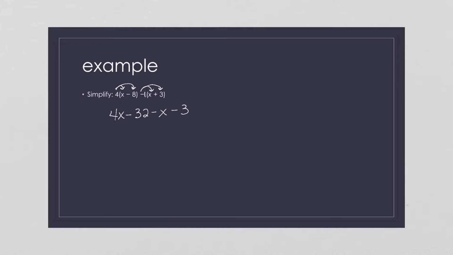Now I'm going to combine my like terms. 4x minus x is 3x. Negative 32 minus 3 is negative 35. And those are not like terms, so I am finished here.